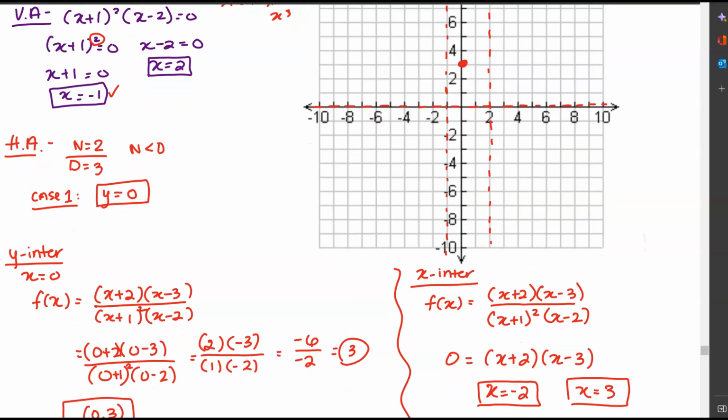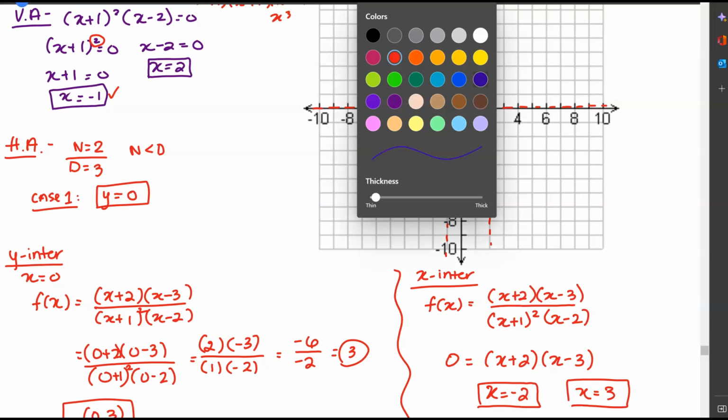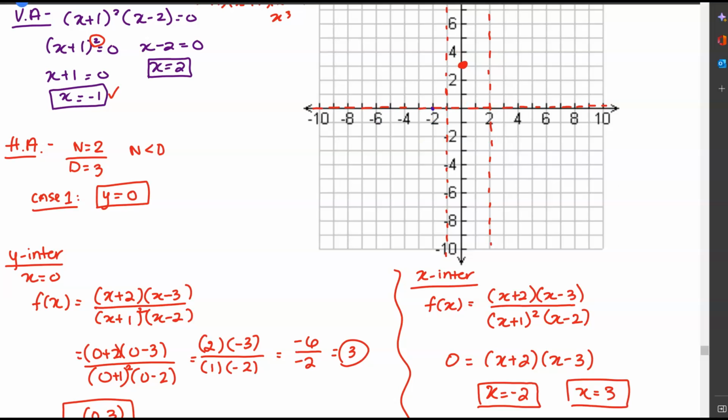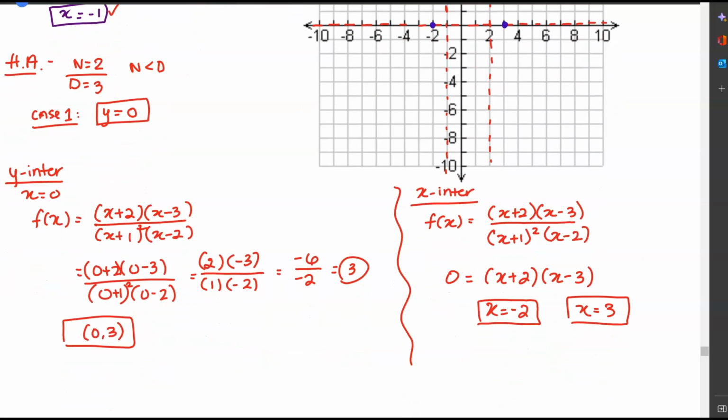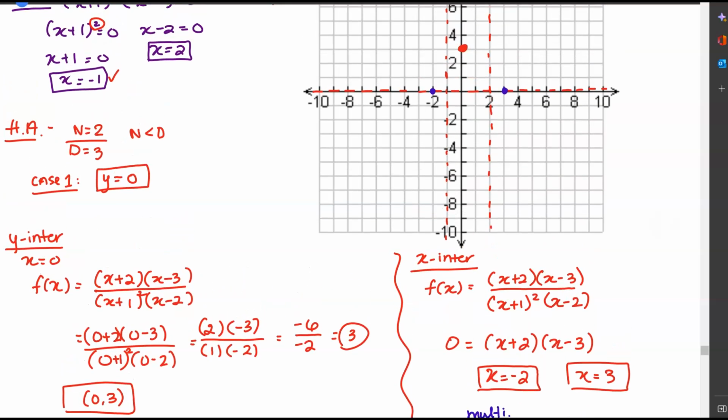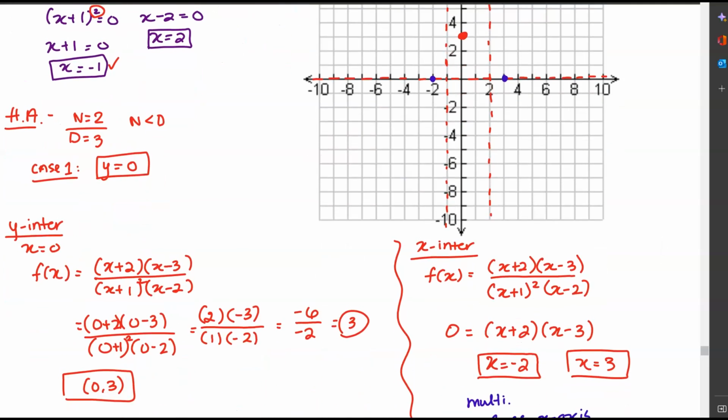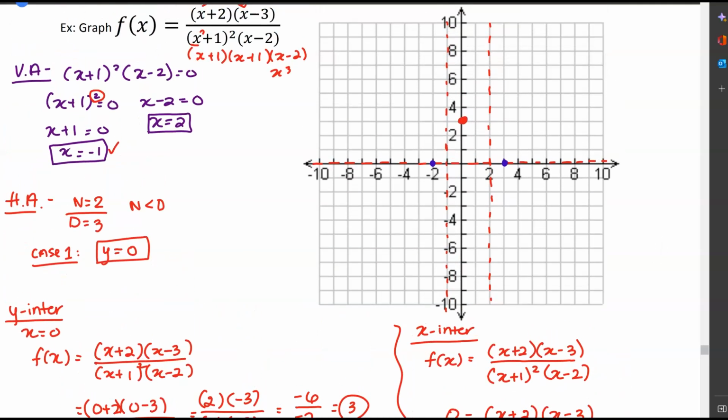So let's come back over here and plot our x-intercepts. We're going to be at negative 2 and 3. Both of these x-intercepts have multiplicity 1, which means the graph is going to go through, so it's going to cross the x-axis. We cross the x-axis there, and then we tend towards the asymptote. We don't have any crossing of the graph in the middle.